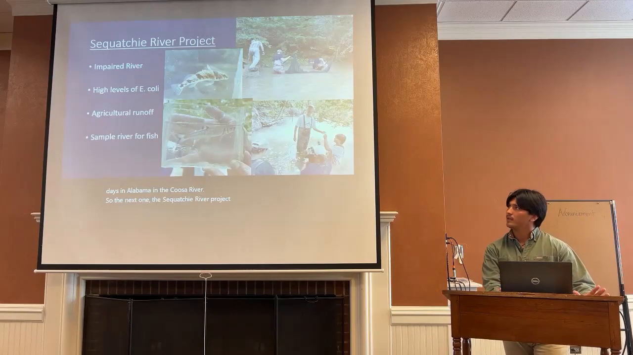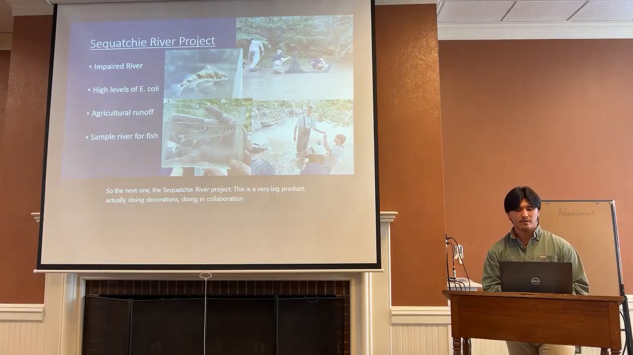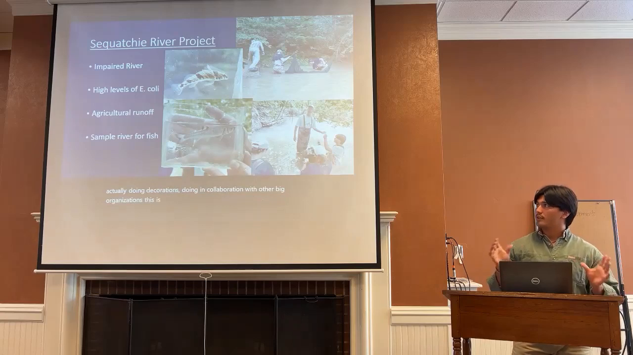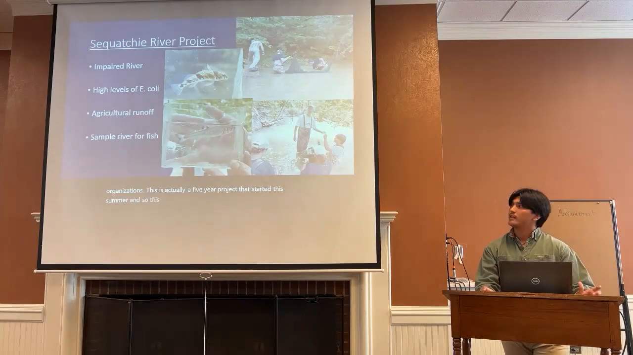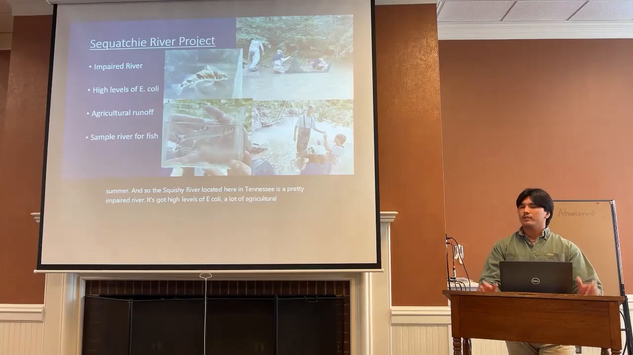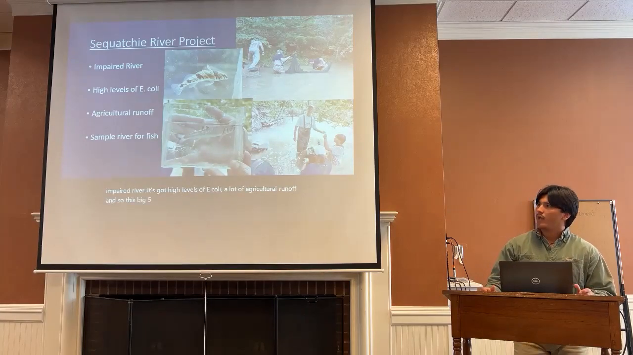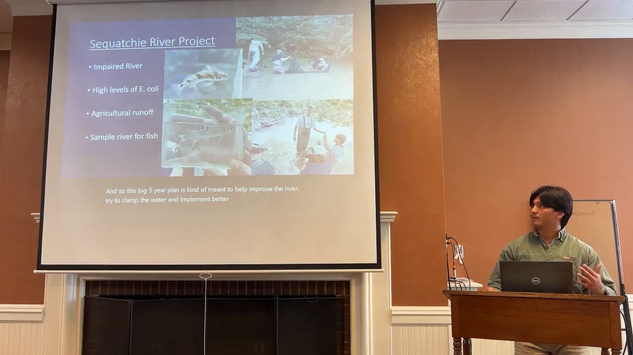So the next one, the Sequatchie River Project. This is a very big project the aquarium is doing in collaboration with other big organizations. This is actually a 5-year project that was started this summer. And so the Sequatchie River, located here in Tennessee, is a pretty impaired river. It's got high levels of E. coli, a lot of agricultural runoff. And so this big 5-year plan is meant to help improve the river, try to clean up the water, and implement better agricultural practices to help improve the river.